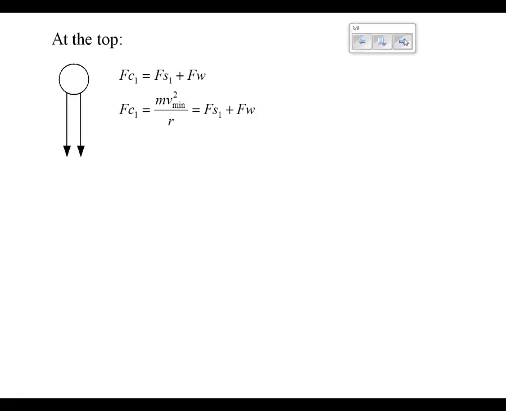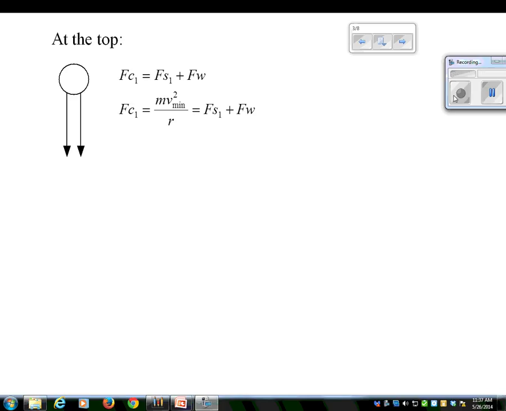I'll let you copy that and then we'll explain. I'm going to say FC1, centripetal force 1. The total centripetal force is a combination of string force 1 plus FW. And they are both in the same direction here, right? This is FS1 and this is FW. I've indicated them as equal, but that may or may not be the case. I just drew arrows. Don't think of them as being to scale.